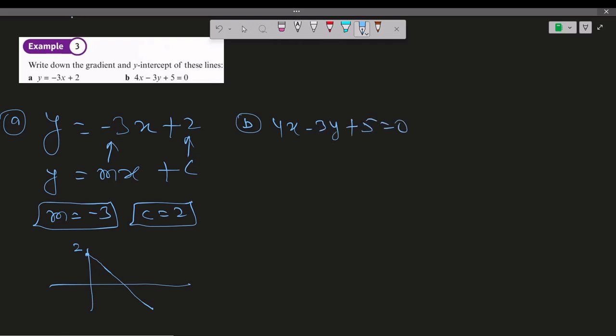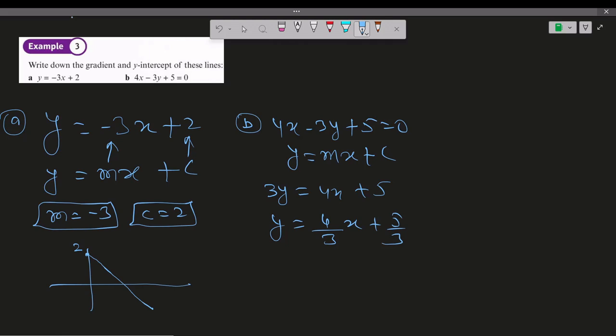So to find the gradient and y-intercept, we will try to bring this equation into gradient-intercept form, that is y equals mx plus c. So y equals mx plus c means you have to make y the subject. So let us shift 3y this side. So it will be 3y equals 4x plus 5. And what about y? Y equals, 3 will go on division, so it will be 4 upon 3 x plus 5 upon 3.